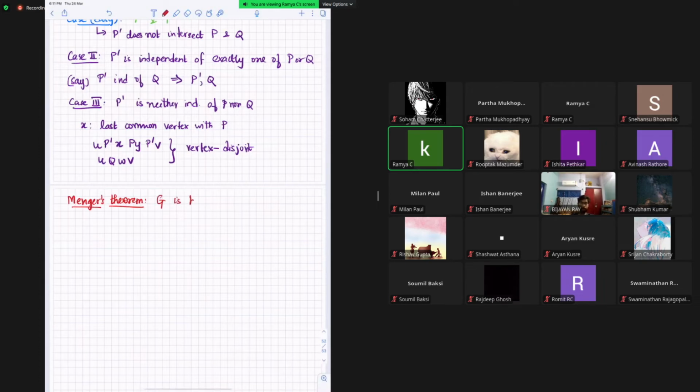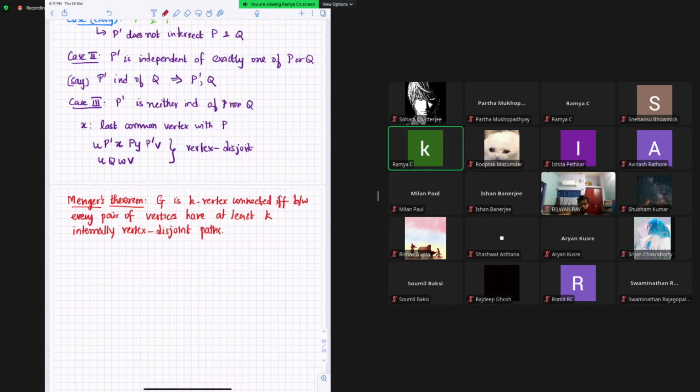So you say that G is k-vertex connected if and only if every pair of vertices have at least k internally vertex disjoint paths between them. So this is Menger's theorem.